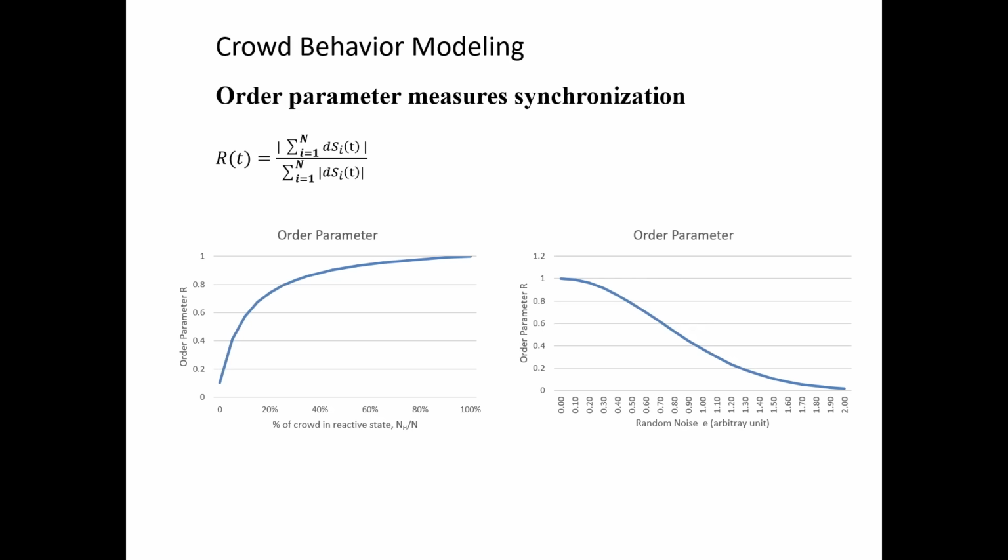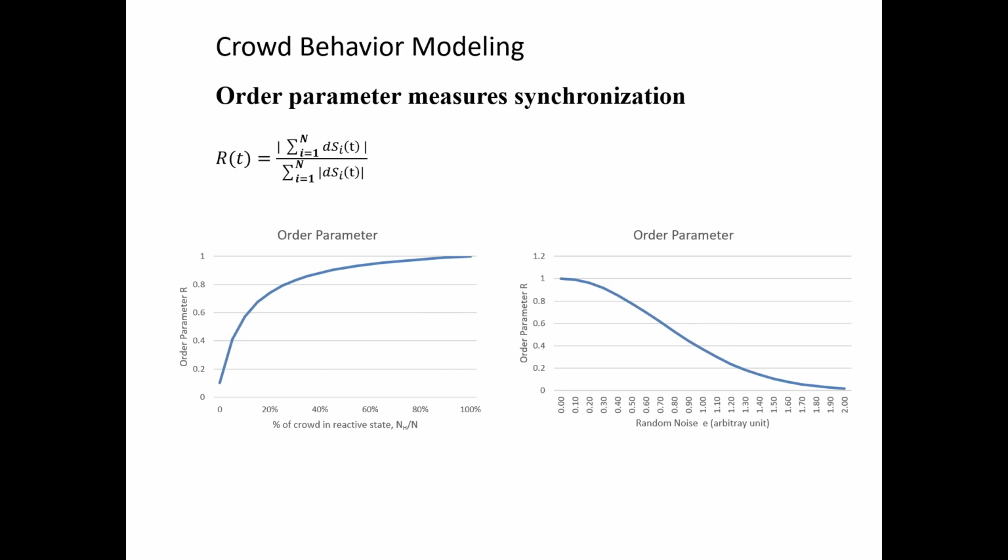So if we look at the order parameter, which I define as the ratio of the sum of all the actions together divided by the sum of the absolute number of the actions. So if they are all synchronized, that number should be 1, right? If they are not synchronized at all, that number can be very close to 0.